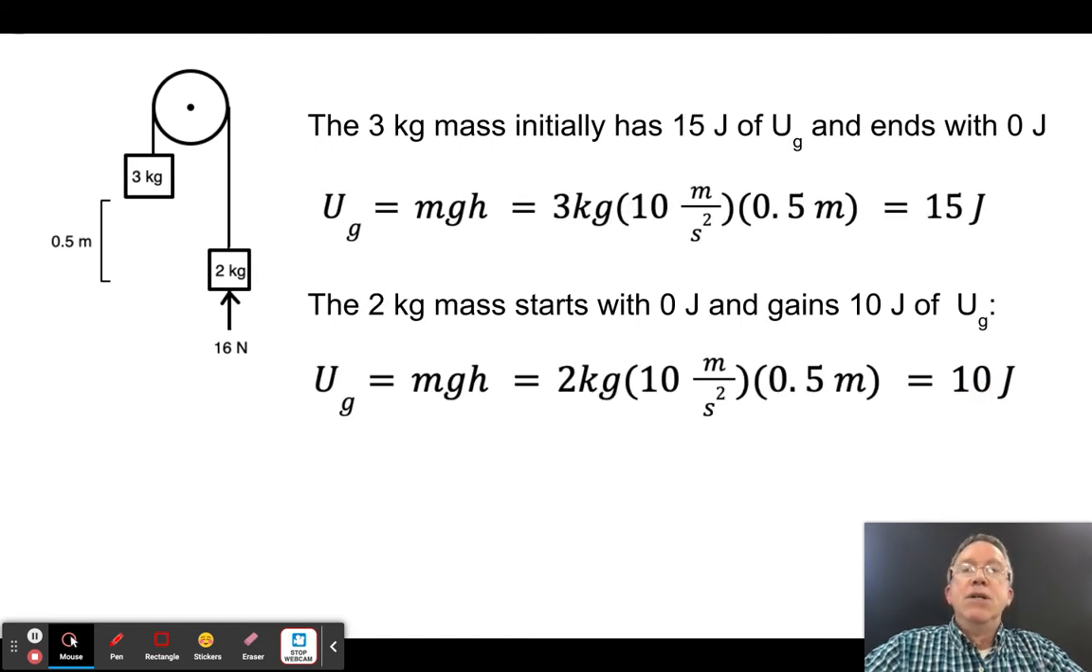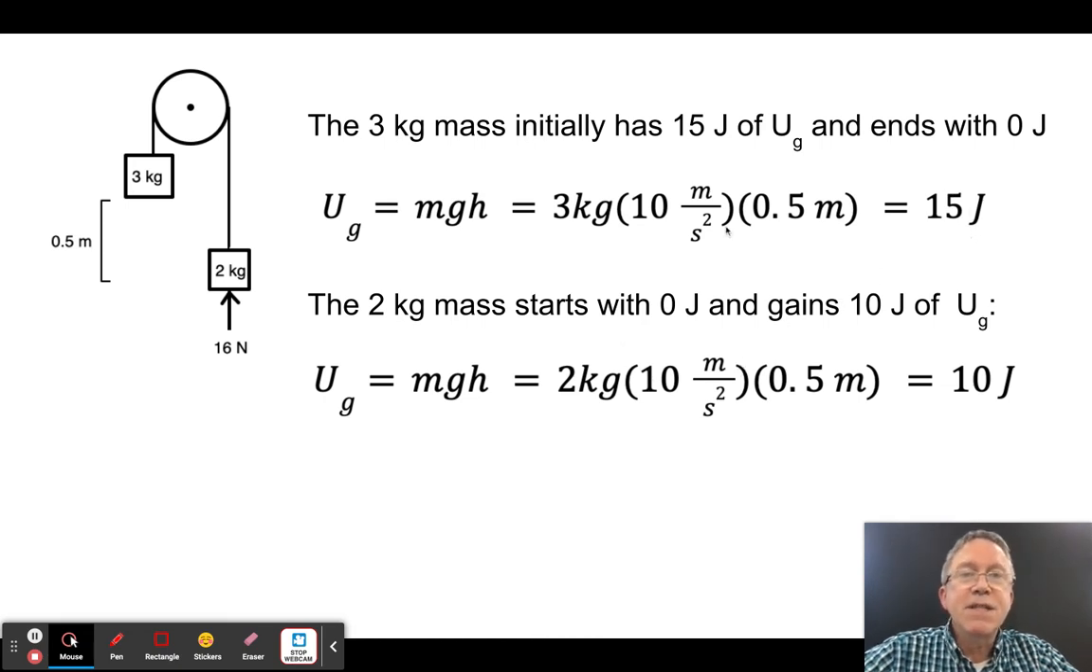All right. So now let's just see what I've got here. We're moving half a meter, right? So that means that the 3 kilogram mass starts off having 3 times 10 times 0.5. That's 15 joules of gravitational potential energy. The 2 kilogram mass doesn't have any, but as it moves, it's going to end up with mgh. So 2 times 10 times 0.5, it's going to gain 10 joules of potential energy, while this one is going to lose 15 joules of potential energy.